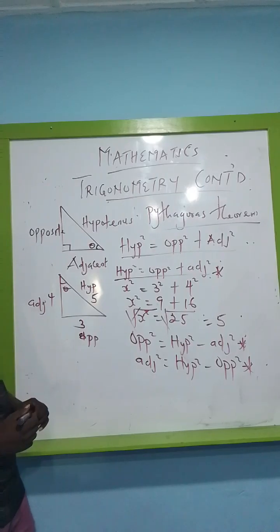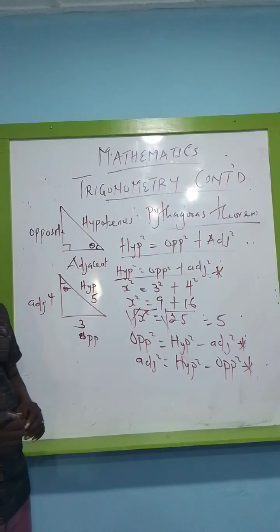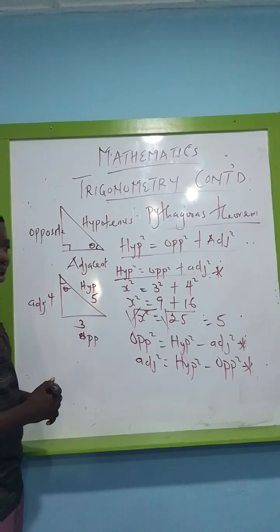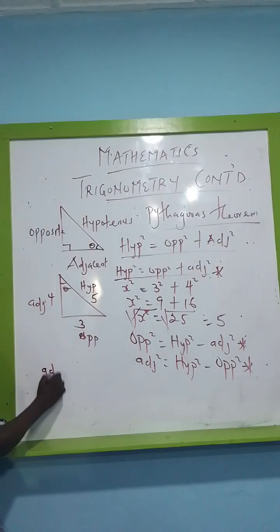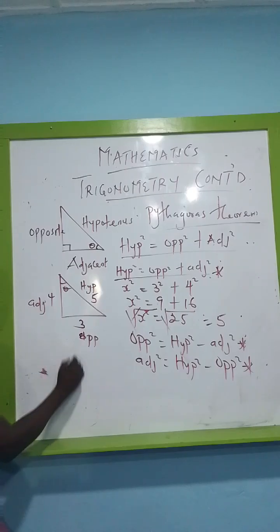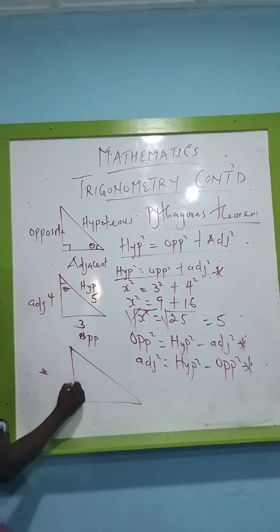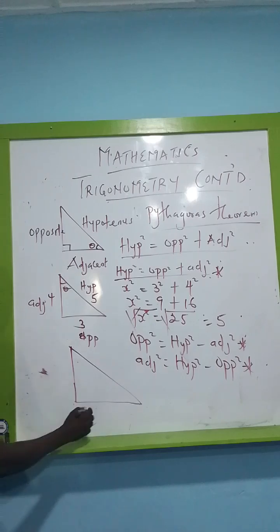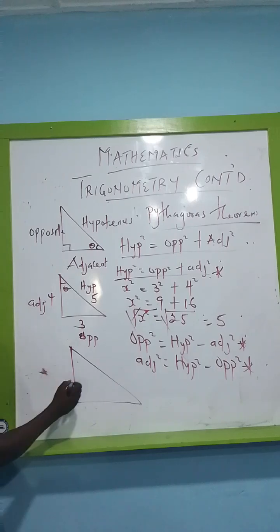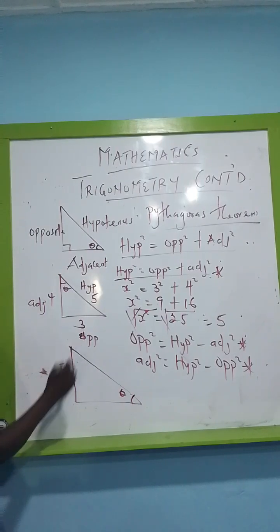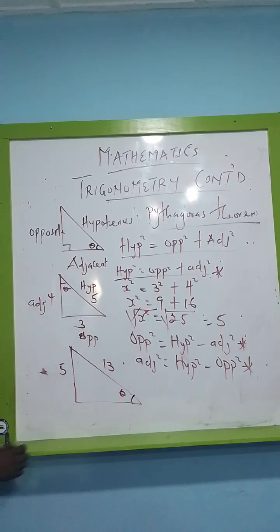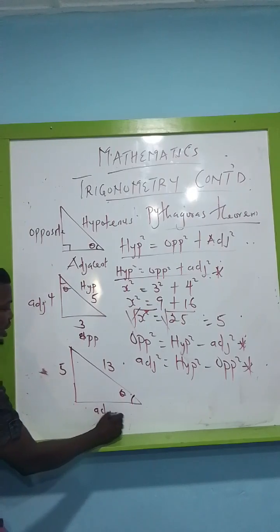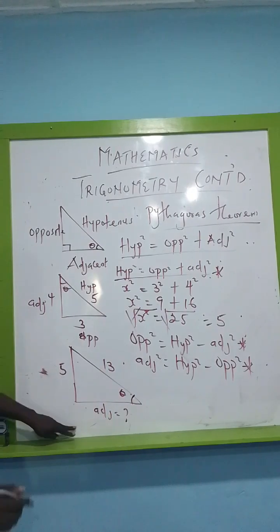Okay, I'm going to stop here till we meet again. But before I go, let me put this as an assignment to try. Let me draw a right angle triangle like this, and I'm giving my angle to be here. The opposite is given to be 5, and the hypotenuse is given to be 13. Now find the adjacent.